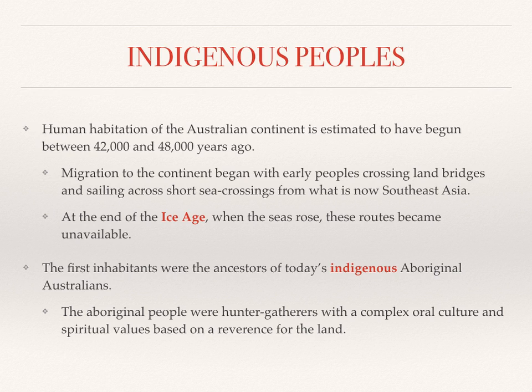The first inhabitants were the ancestors of today's indigenous Aboriginal Australians. Traditionally, although this is changing, the Aboriginal people have been hunter-gatherers. They've had a complex oral culture. They don't have a written language, so they tell stories in order to preserve their culture. And they have spiritual values that are based on a reverence for the land.